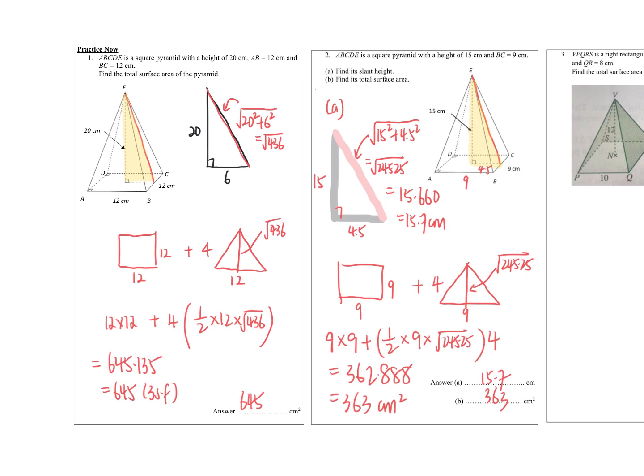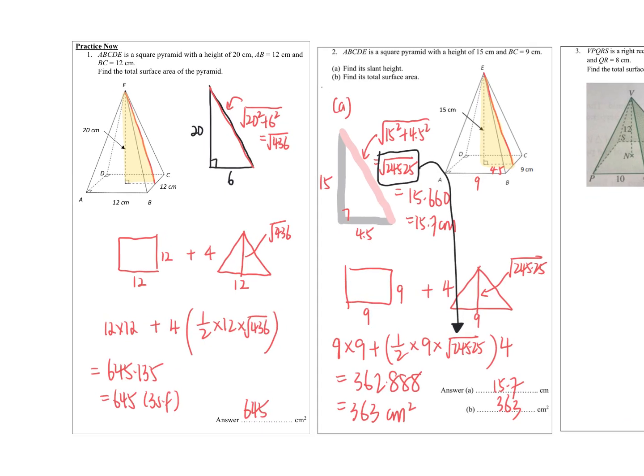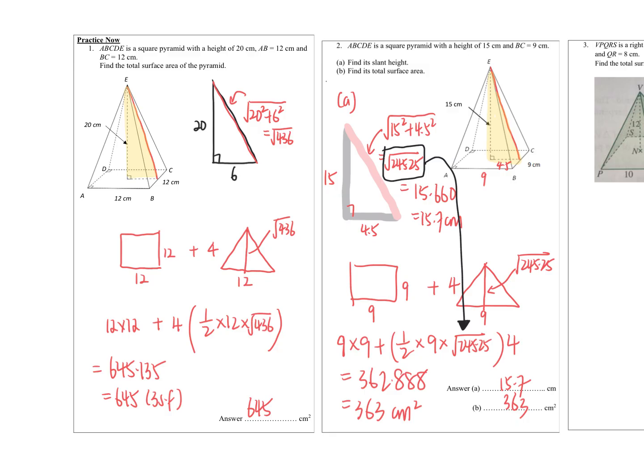Okay, can I emphasize one thing from the first two examples? Okay, when you find the length here, you round off to 3SF. Don't use this length. Use the 5SF or use the exact one. So when you are using your value for the calculation, use the more exact one. Don't use the 15.7, otherwise your answer will be affected. Okay, check these two first before we do the last one together.